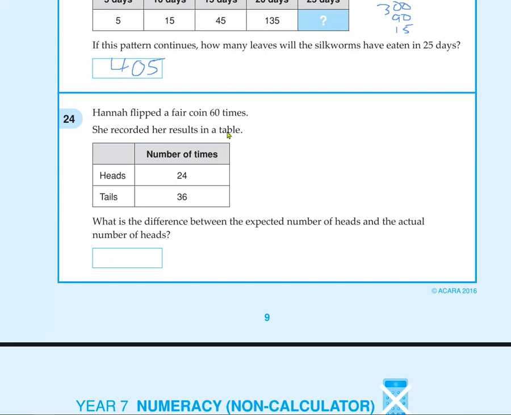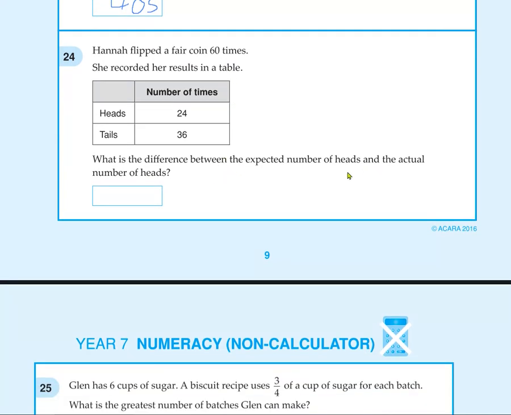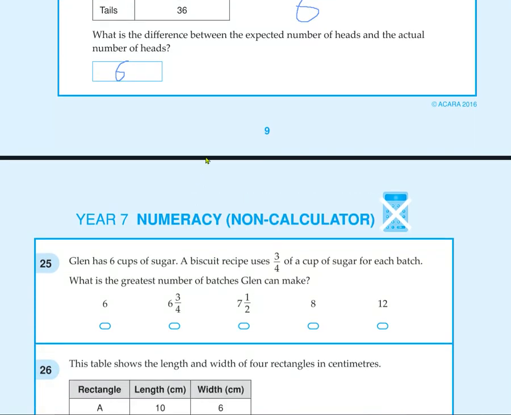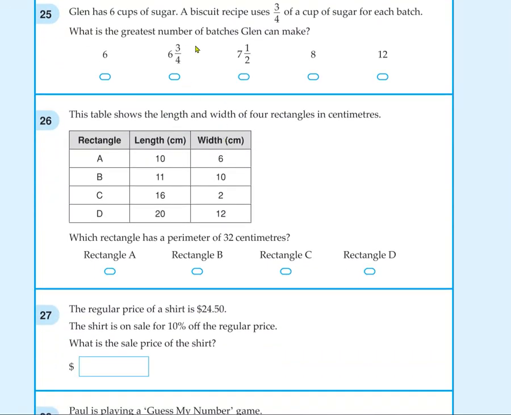Anyways, coin flips. What's the difference between the expected number of heads and the actual number of heads? Six. You'd think if it's half a chance, it should have been 30 heads and 30 tails. We've got six less. So six is the difference. Difference means subtraction. Glenn has 6 cups of sugar. Biscuit uses 3/4 of a cup. What's the greatest number of batches Glenn can make? So, 6 cups means 6 times 4 is 24. There's 24 quarters worth. If you use 3/4 for a batch, 24 divided by 3 is 8, you can make 8 batches.